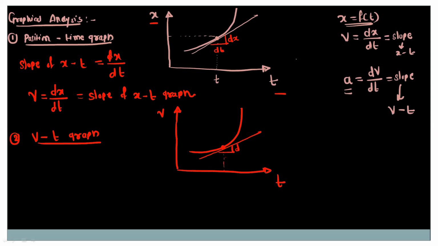So this is dv and this is dt. So the slope of the vt graph is nothing but dv by dt, and that is nothing but the acceleration. Okay, so acceleration from the vt graph we can find out. So we have to just find out the slope of the vt graph.